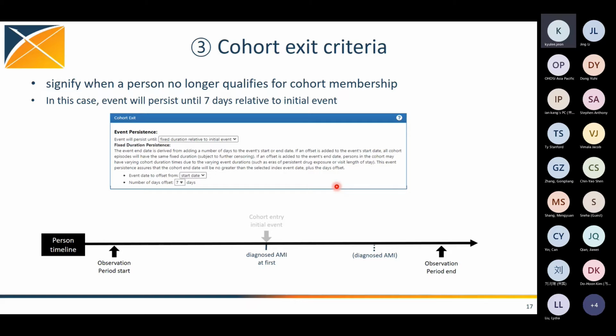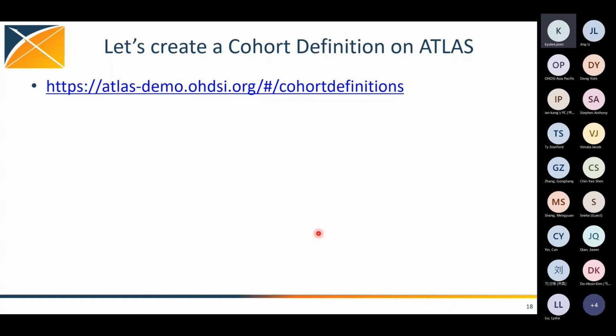The third block, cohort exit. Cohort exit can be defined in multiple ways, such as the end of the observation period, a fixed time interval relative to the initial entry event, or through other censoring observation period. In this case, the cohort will persist until 7 days relative to the initial event. The schematic is as follows. The explanation is now over. I will show how to configure this in Atlas.